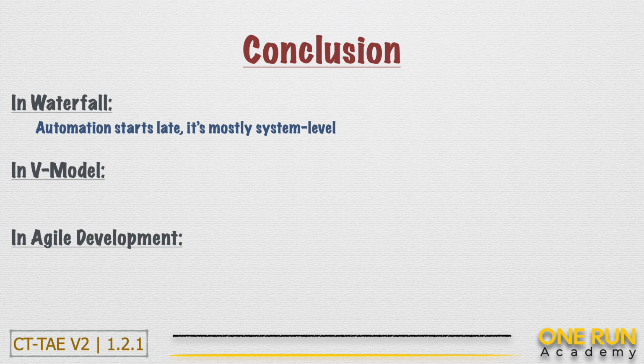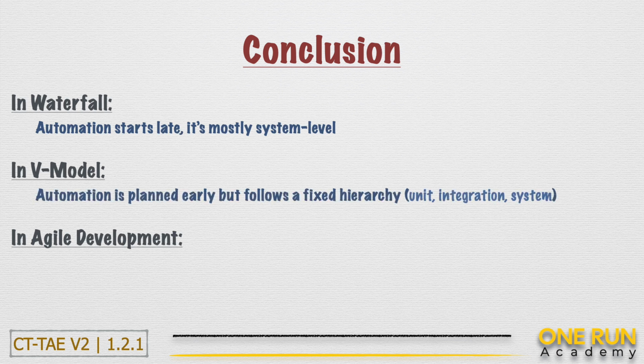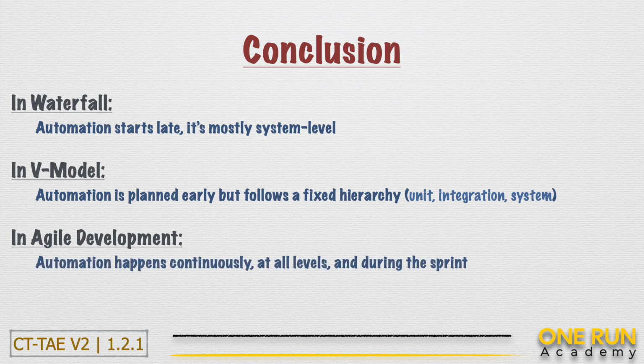Now, let's move on to the V model, where automation is planned much earlier, right when the requirements are being defined, and it follows a clear hierarchy, starting with unit testing, moving up to integration testing, and finally reaching system level testing. And finally, let's talk about Agile, the cool kid among SDLCs, of course.